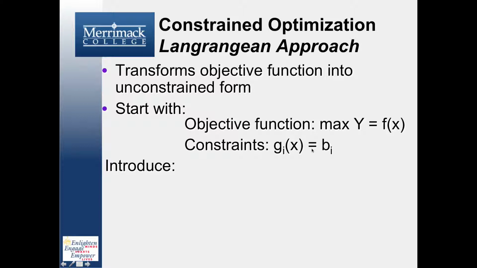So what we need to do is introduce what are called shadow prices. These are multipliers that we introduce, and we know there's a set of constraints, right? So we're summing these constraints over however many there are, and we're just taking the difference here.